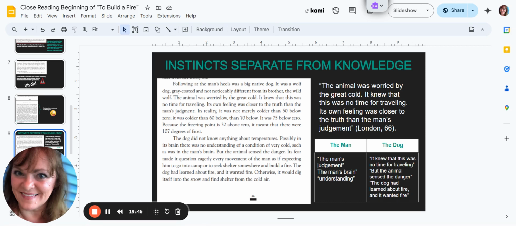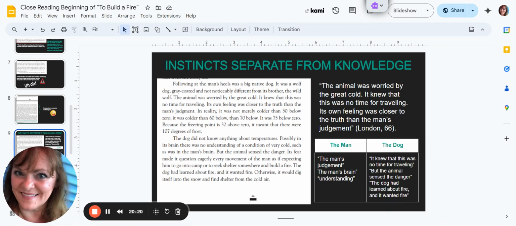The dog did not know anything about temperatures, possibly in its brain. There was no understanding of a condition of very cold, such as was in the man's brain, but the animal sensed the danger. Its fear made it question eagerly every movement of the man, as if expecting him to go into camp or to seek shelter somewhere and build a fire. Yeah, like, duh. Our instincts would be get out of the cold, get out of the cold, right? Go find shelter, go build a fire.